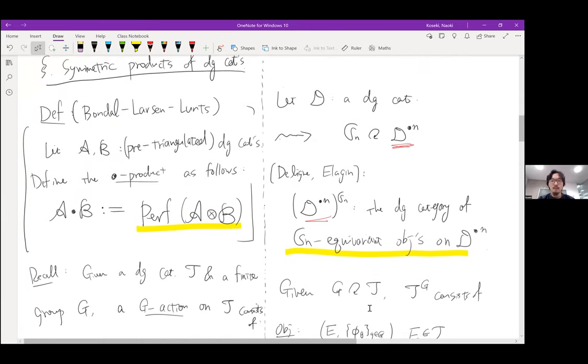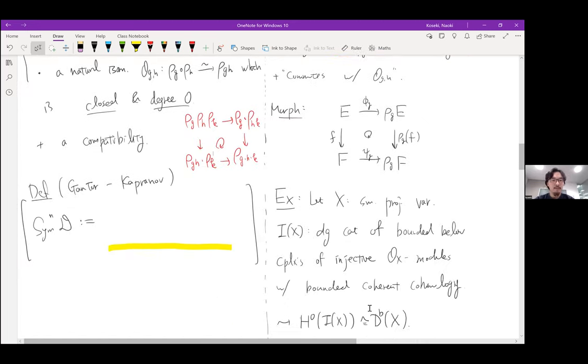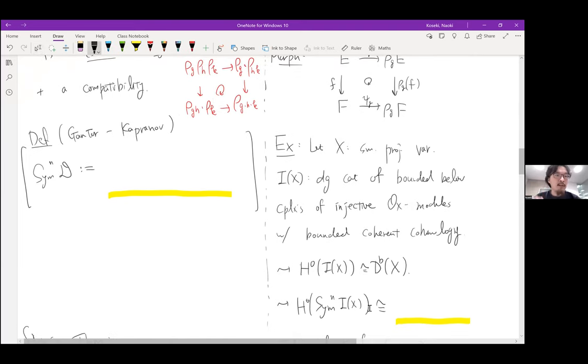So I'm going back to the dot product. You have a natural symmetric group action on the n-fold dot product, and then I can form its equivariant category. And then Ganter and Kapranov defined the symmetric product of D as follows. First, you take the n-fold dot product of D, and then take its S_n-equivariant category. And then I take its perfect modules. So this is the definition of symmetric product. And you saw that I take perf everywhere.